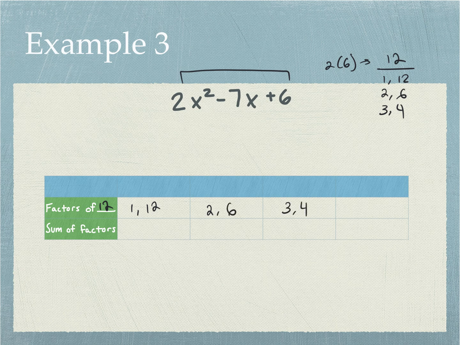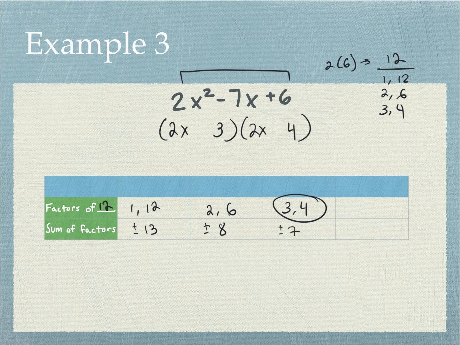Now we're going to have to add them, because we need them to have the same sign since we need them to multiply to positive 6. So we're going to get either positive or negative 13, positive or negative 8, positive or negative 7. The ones that match the negative 7 are going to be the 3 and the 4. So I'm going to go ahead and do 2x, and then I'm just going to write 3 and 4.